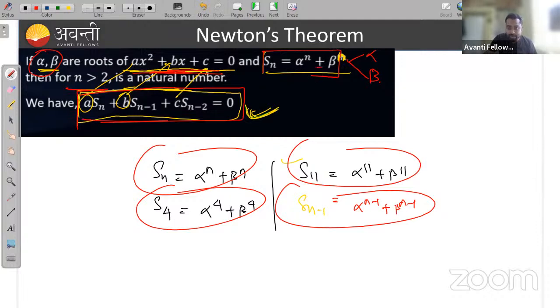And here also we can take alpha to the power n plus or minus beta to the power n. For this also, this condition is true. When Sn is alpha to the power n minus beta to the power n, this condition is also true. So let's solve one question first. It's a very small question. If you need the proof, I'm doing the proof now.